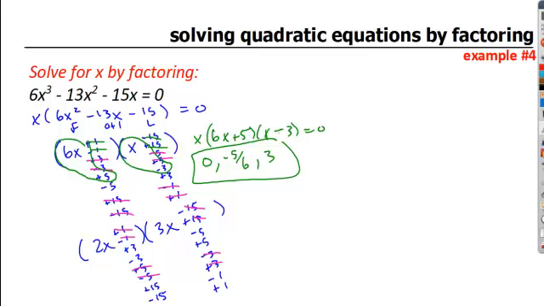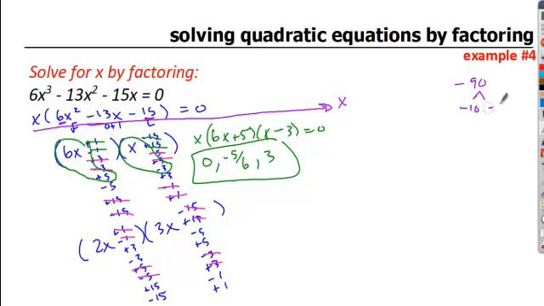Now, if we were using rewrite the middle term for this, we would take from this form right here, we'd have our x. What we would do is take 6 times negative 15. 6 times negative 10 is negative 60. 6 times negative 5 is negative 30. Negative 60 plus negative 30 is negative 90. So that would be the overall product. So we would look for the set of factors whose product is negative 90, but whose sum is negative 13. And then you know the sum has to be negative.